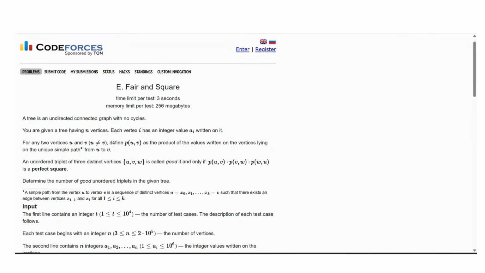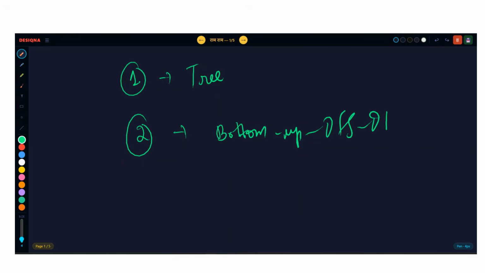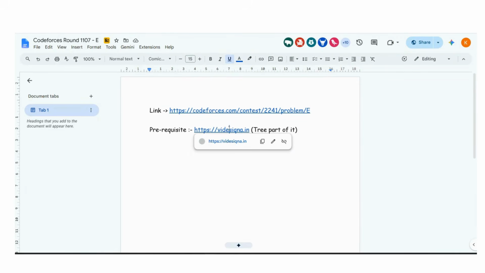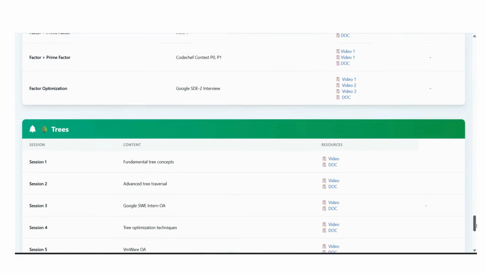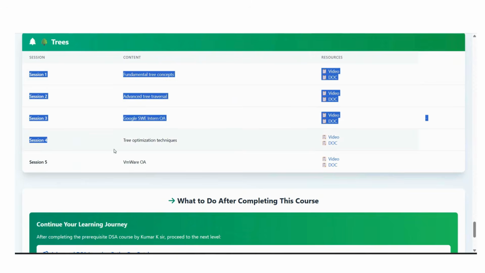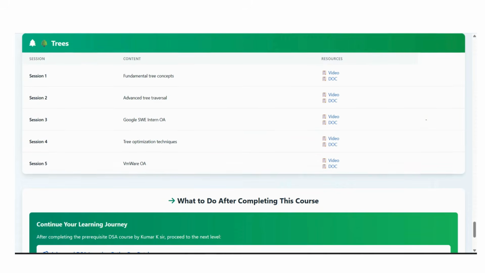Okay, so this is the problem, and before solving it, you need to know some basic concepts, which I'm telling you in advance. The first thing you should know is what is a tree. The second thing you need to know is bottom up DFS DP. If you don't know, go to our tree course and do it. Open the course link, go to our general tree course. You will find Session 1, Session 2, Session 3, Session 4, Session 5. Just complete all the videos of the general tree course, and you will understand what I'm trying to say.